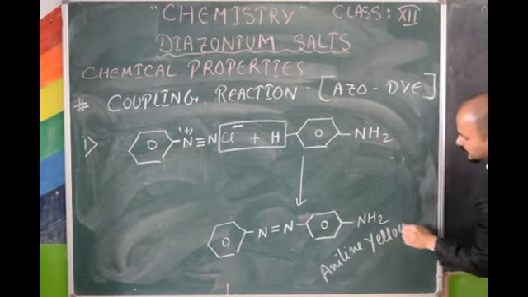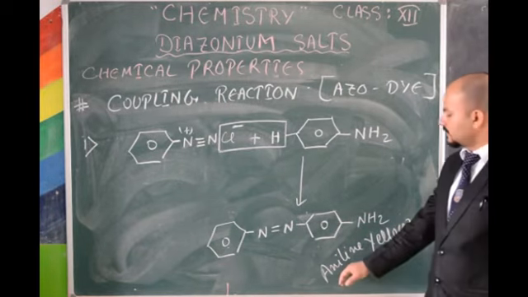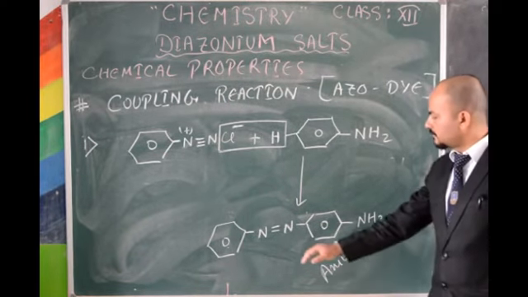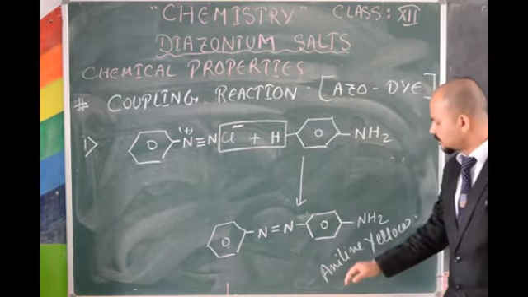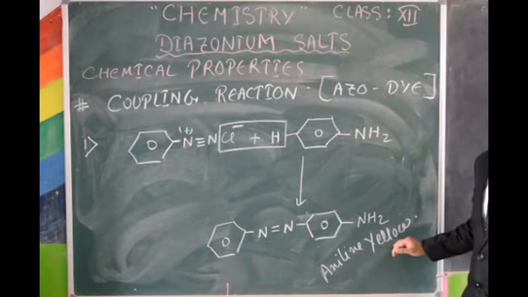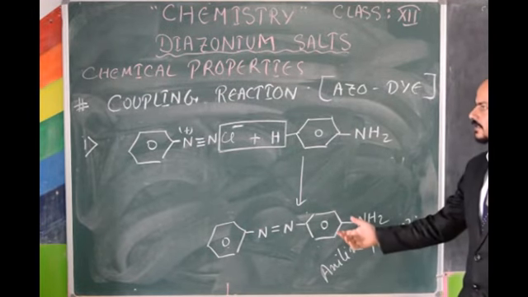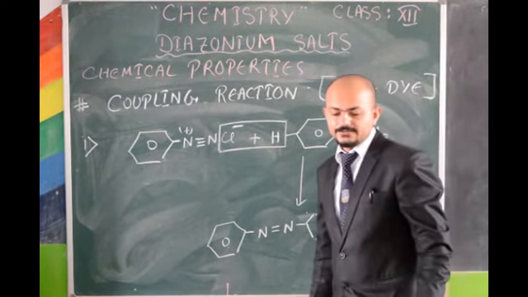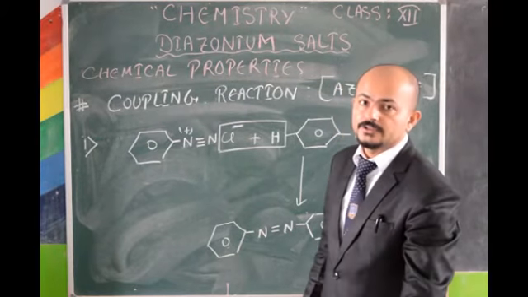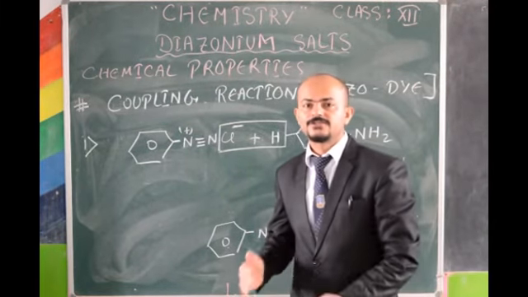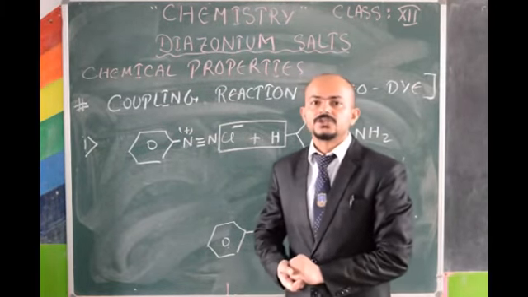So if you want to remember the name, you have to remember the name. If you want to remember the color of the dye, you remember it this way. Aniline gives you yellow dye. So with this, we come to the end of this chapter. In the next video, we will be starting a new chapter.